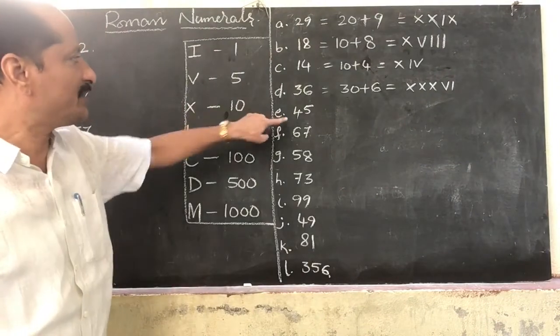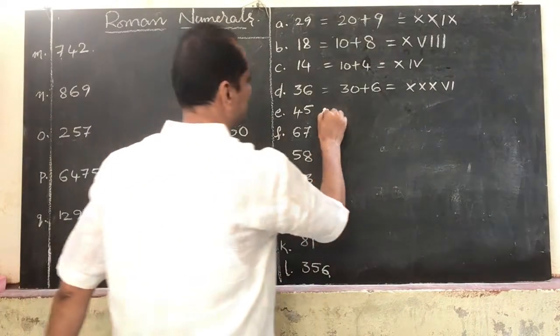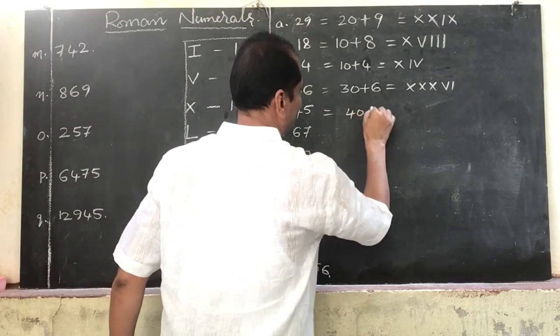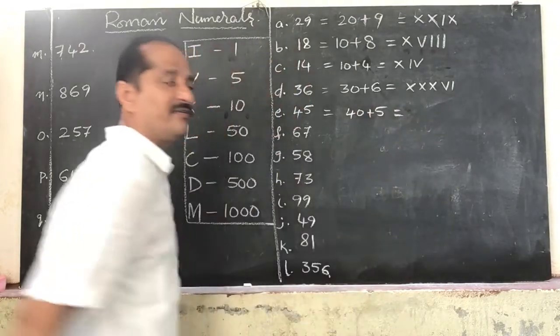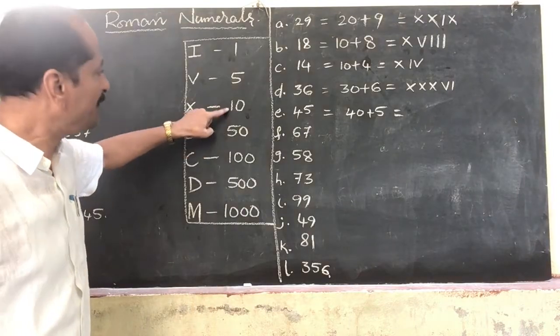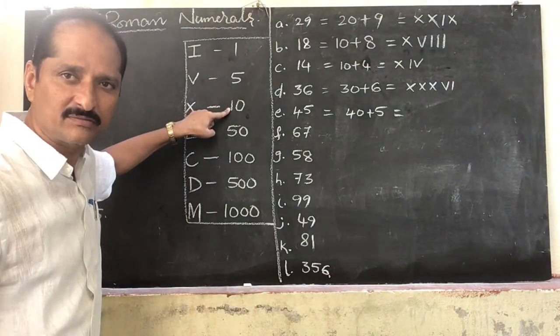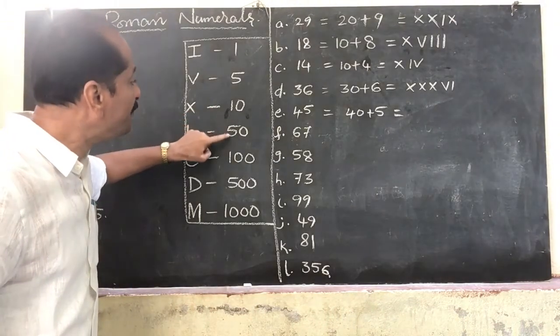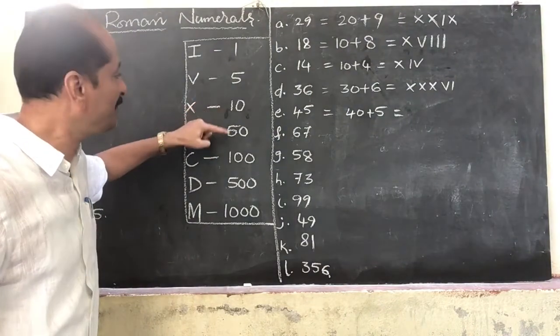Okay. Then afterwards 45. 45 means, where is it? The expanded form is 40 plus 5. Where is 40? 40 is in between 10 and 50. So, can we repeat X for 4 times? No, we can't repeat. So, 50 minus 10. 50 minus 10 is 40.